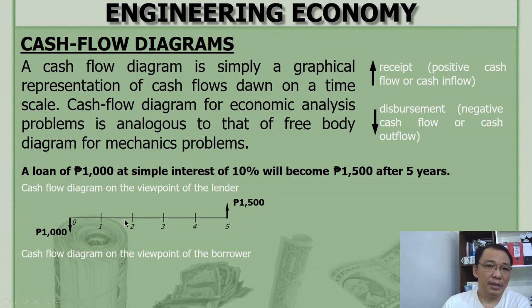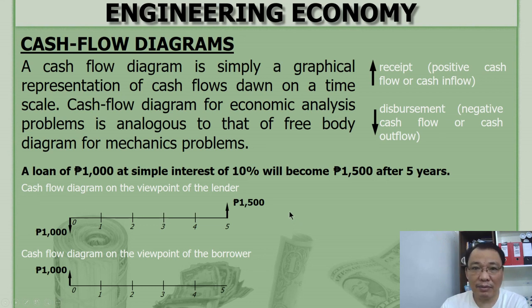Pero kung ikaw ang borrower, ikaw ang naghulam, siyempre, nag-borrow man ka, so inflow sa imo ang 1,000. And then after 5 years, magbayad ka og 1,500, outflow sa imo. So, ingana pag-plot o pag-assign sa mga payments sa cash flow diagram. Depende lang sa imo.